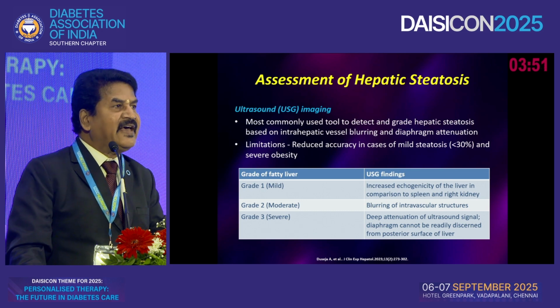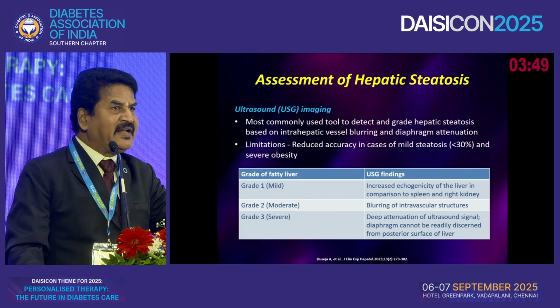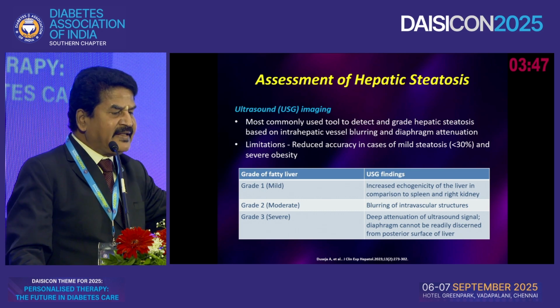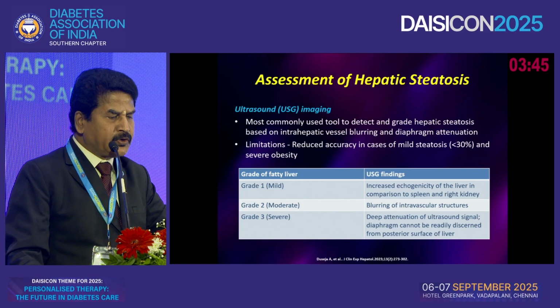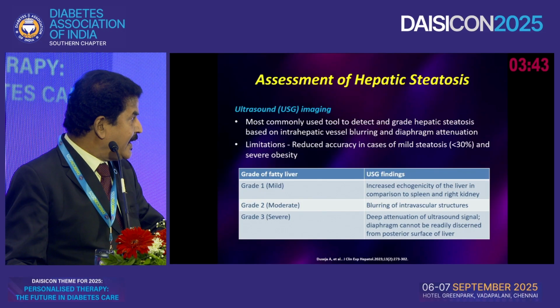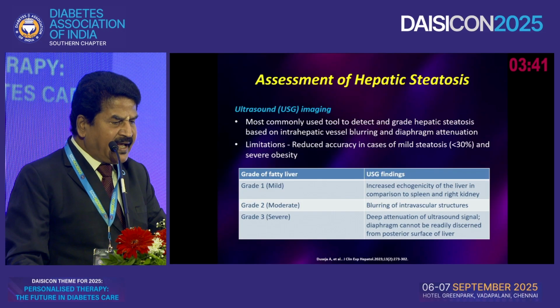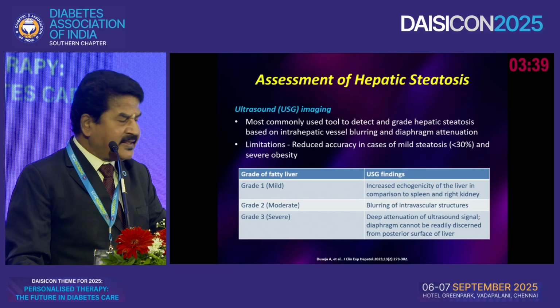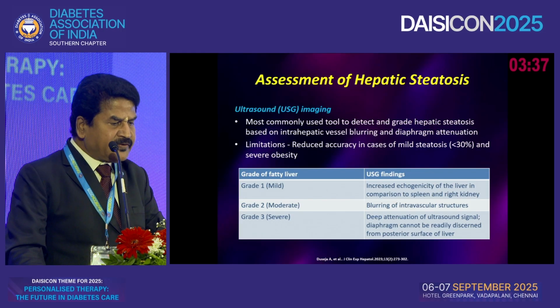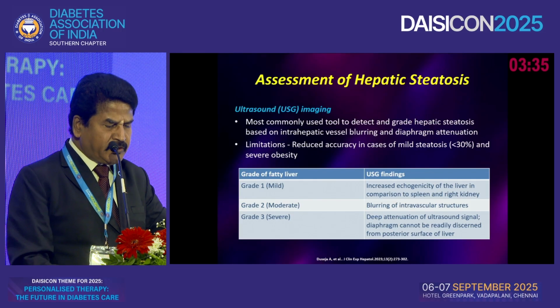So how will you assess hepatic steatosis? One important thing is ultrasound imaging. This is the most commonly used tool to detect and grade hepatic steatosis based on intrahepatic vessel blurring and diaphragm attenuation. So you have to grade 1, grade 2, grade 3.